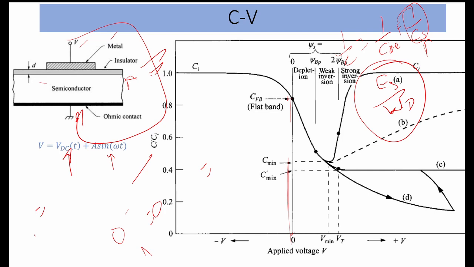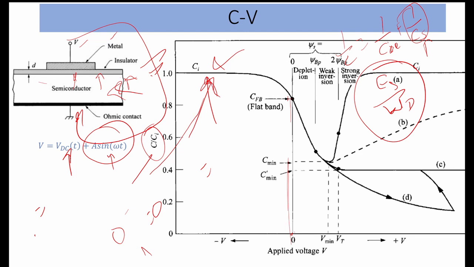This sinusoidal wave shows how the charges at this junction are behaving. This is what we are plotting here. In the accumulation region, there is no contribution from the bulk of the semiconductor, because the whole capacitance is because of this. So 1/C = 1/Ci, and the total capacitance is equal to the oxide capacitance.